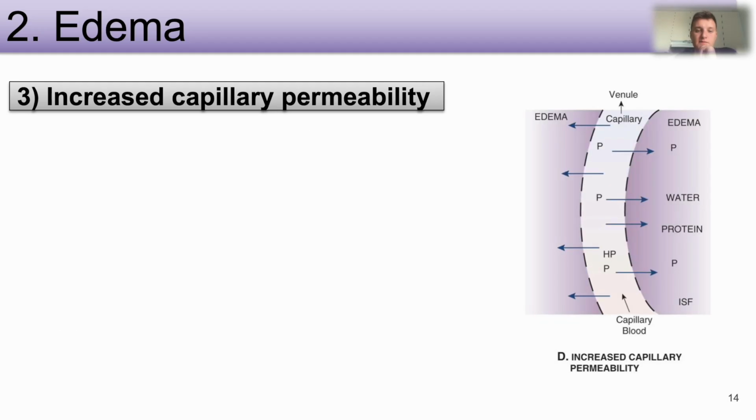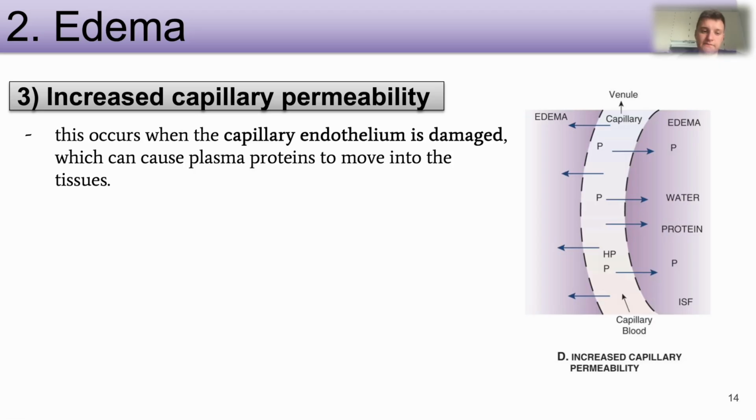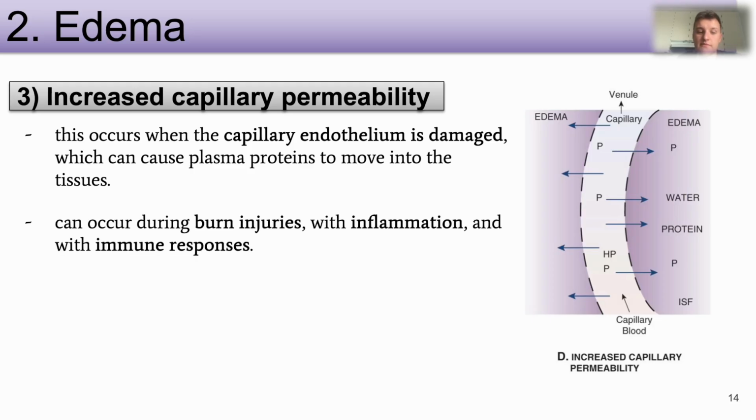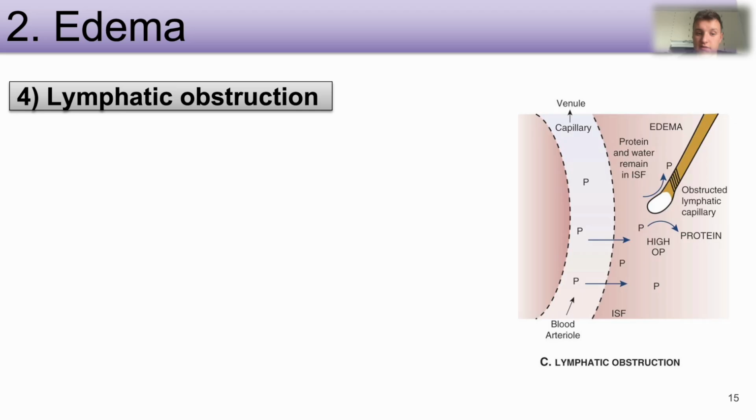Alrighty. The third thing was increased capillary permeability. Maybe my cells, you see them here, the black dots and lines, they're a little more spaced out, right? They might be a little more loosey-goosey. So this occurs when the capillary endothelium is damaged, which could cause plasma proteins to move into the tissues, right? This can occur, as I said, during burn injuries with inflammation and immune responses. All of these could cause that.